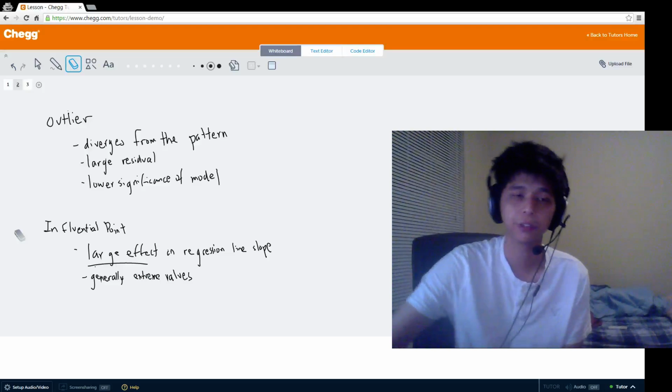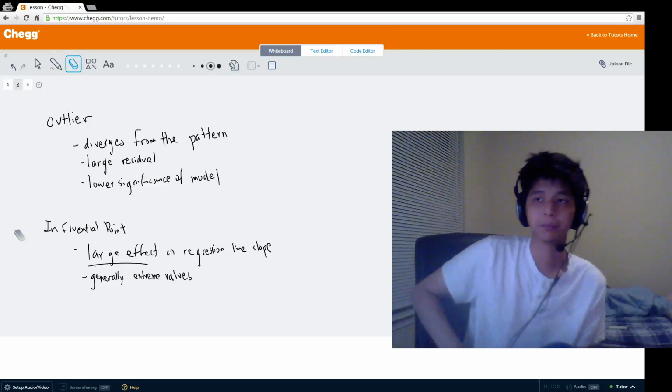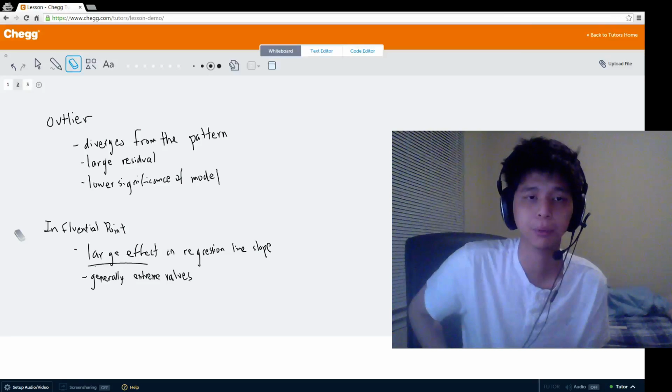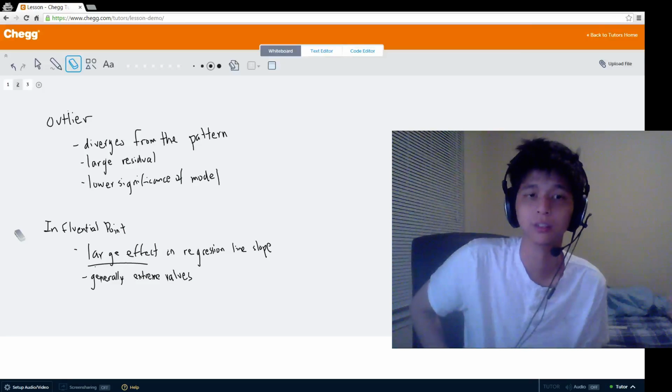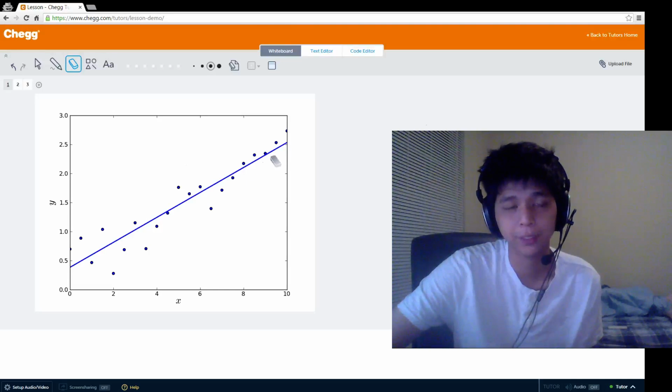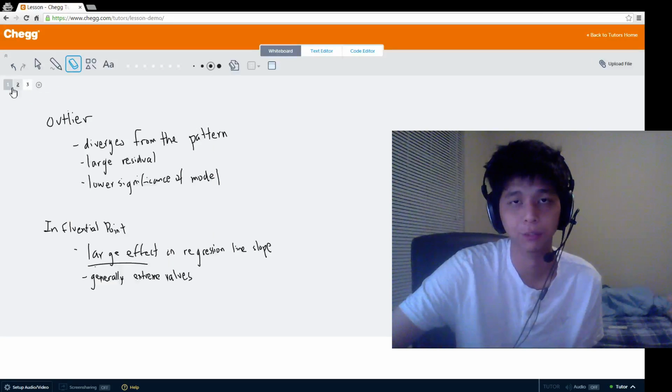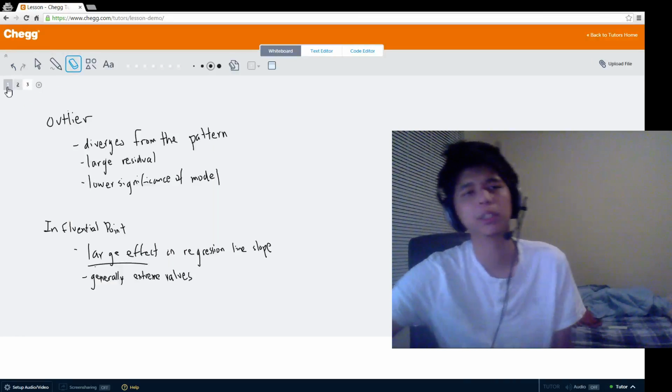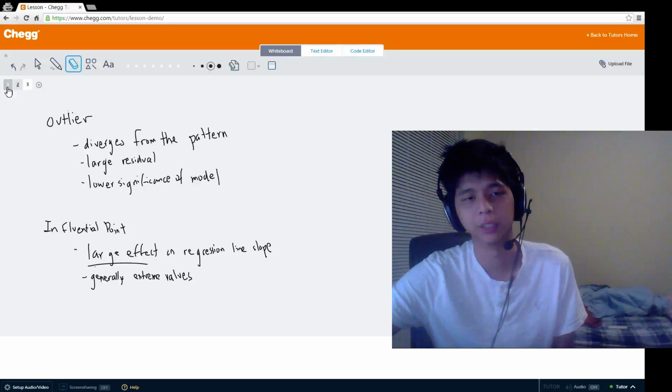Let me erase this. Right. Influential points, their names are pretty accurate. An influential point is a point on the plot that has a large effect on the regression line slope. So if it's a point that has a large effect on the slope of this line, then it's an influential point. That's a pretty roundabout definition.